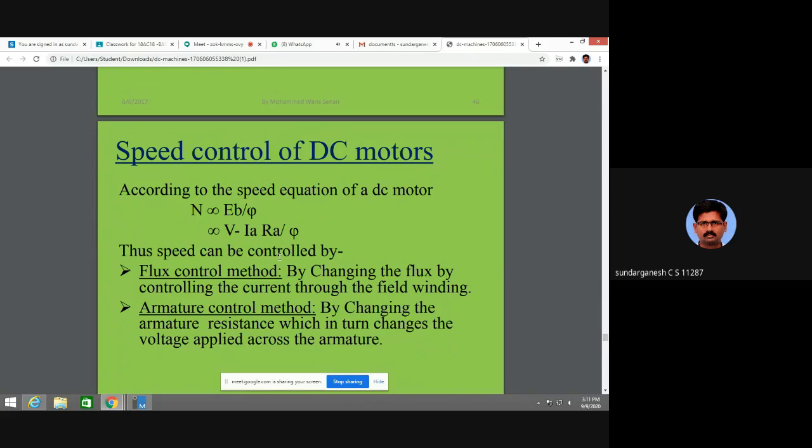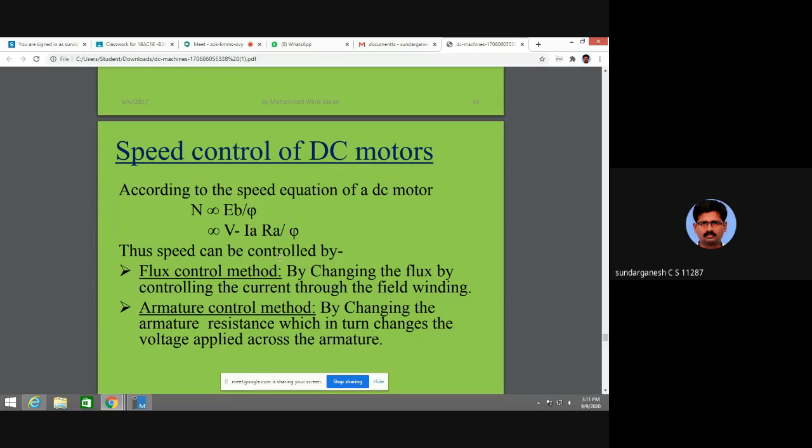So there are two main methods. One is the flux control method, another one is the armature control method. Flux control method means you can change the flux. How can we change the flux? By changing the current flowing through the field winding. When you change the field current, the flux automatically changes. One method is changing the field current, another is changing the armature current, and another is changing the armature resistance. You can also change the armature resistance in some motors.